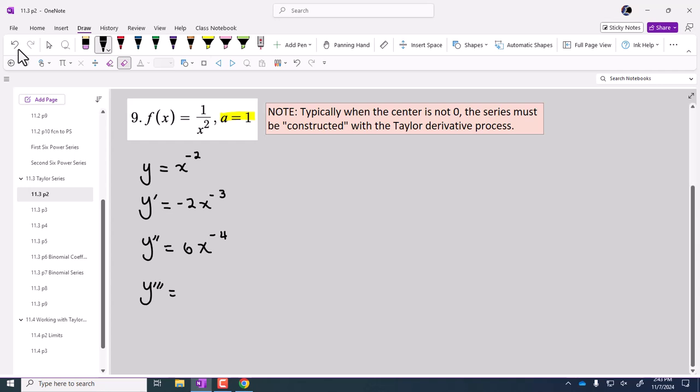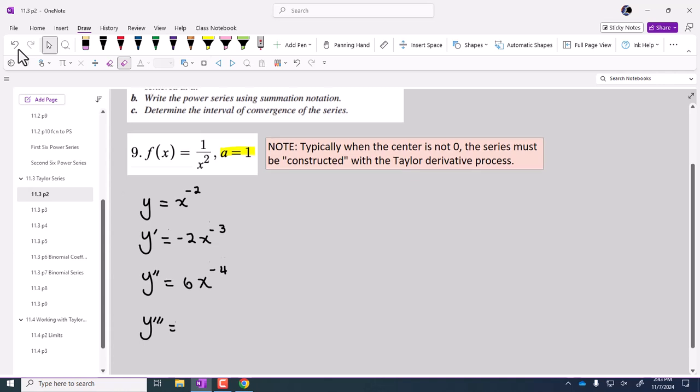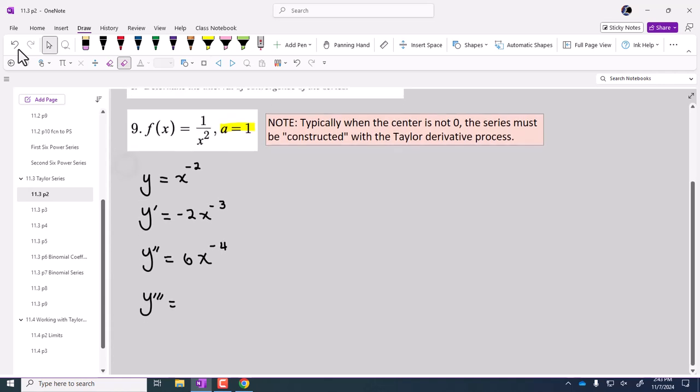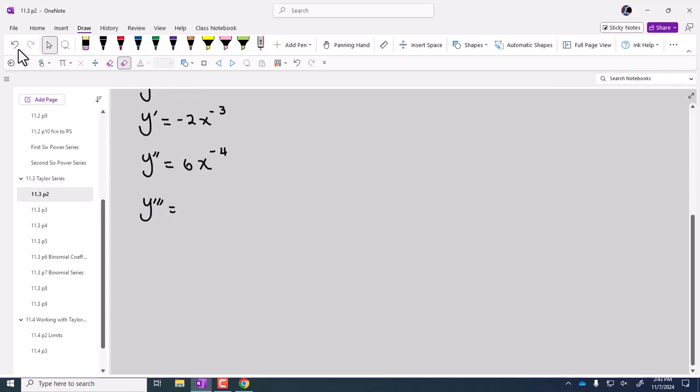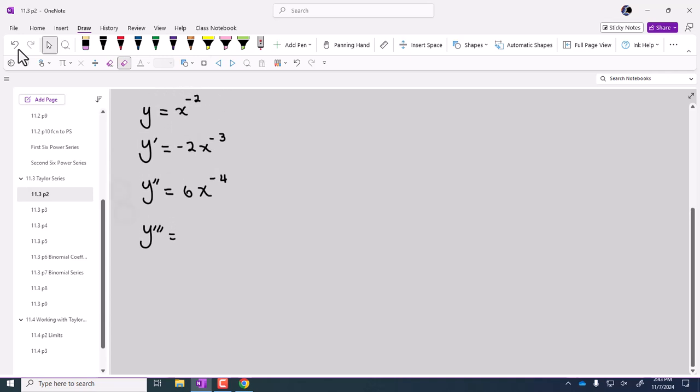I should make sure, my memory of reading the instructions is that it said 4 non-zero terms. But if it said 4th order, then I'd have to go out one more derivative. But it says 4 non-zero terms. So that's going to be the constant, power 1, power 2, power 3. So we only have to go to the 3rd derivative. Okay, we can multiply and get negative 24, x to the negative 5.